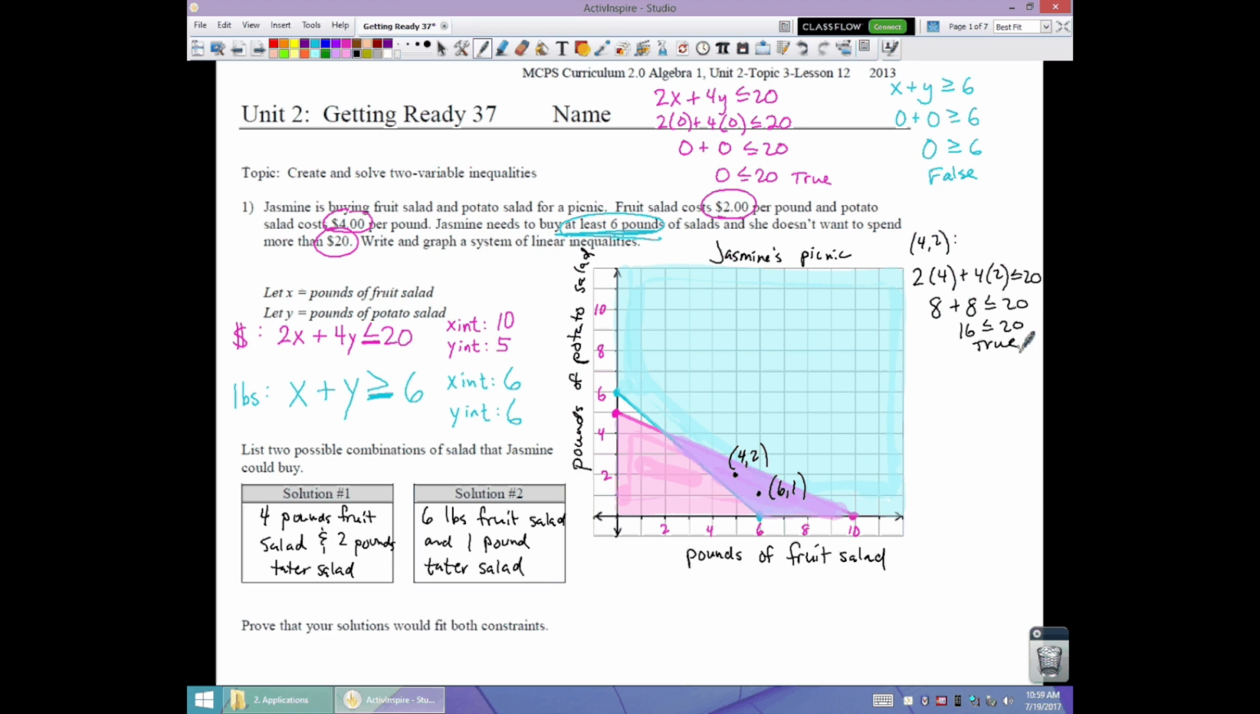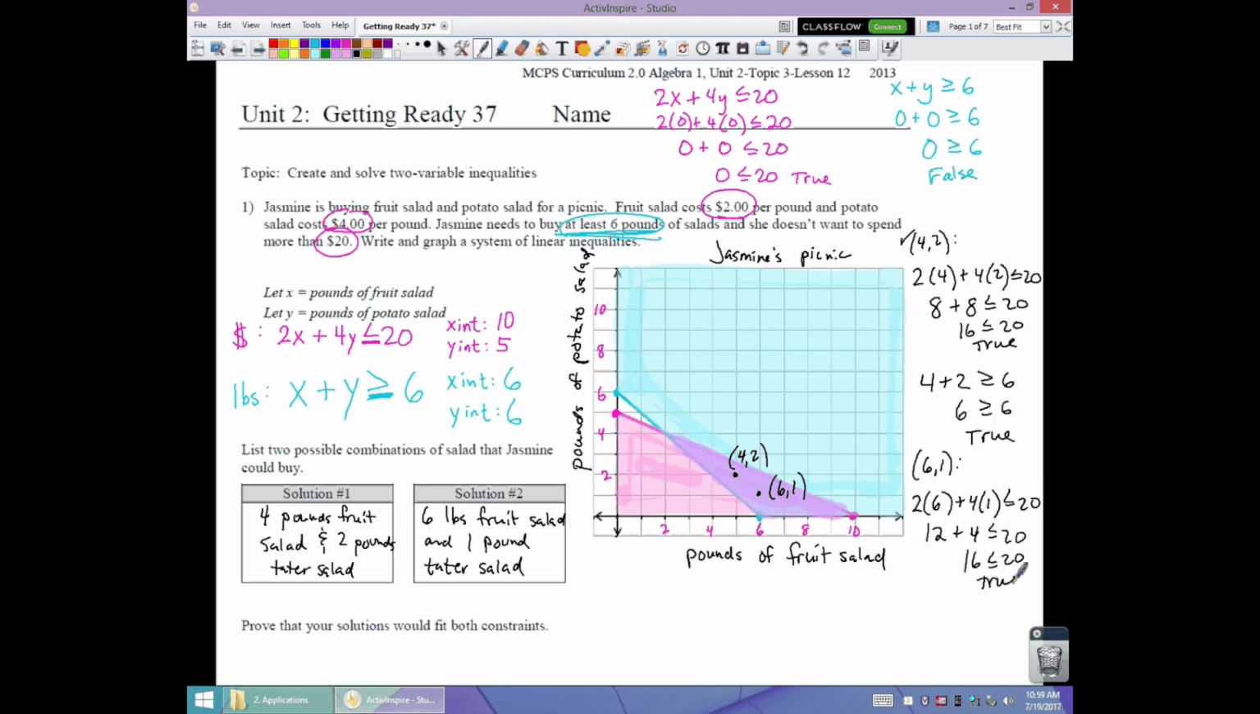And I also need to substitute it into the blue one. So 4 plus 2 greater than or equal to 6. 6 greater than or equal to 6 is true. So I just showed that 4, 2 works. Now, checking 6, 1 the same way, I will plug it into the pink inequality. 2 times 6 plus 4 times 1 needs to be less than or equal to 20. That's 12 plus 4. So 16 is less than or equal to 20.